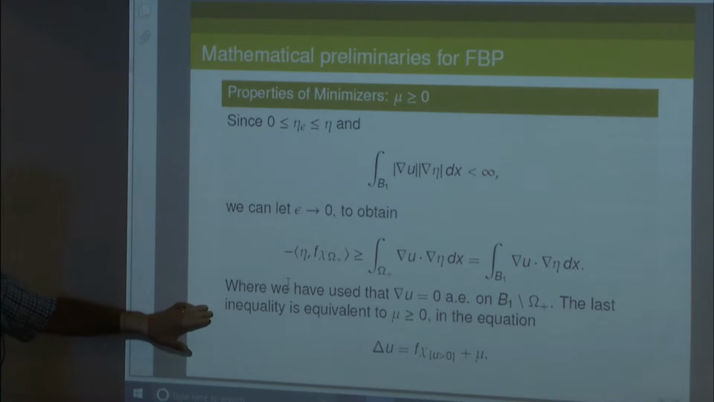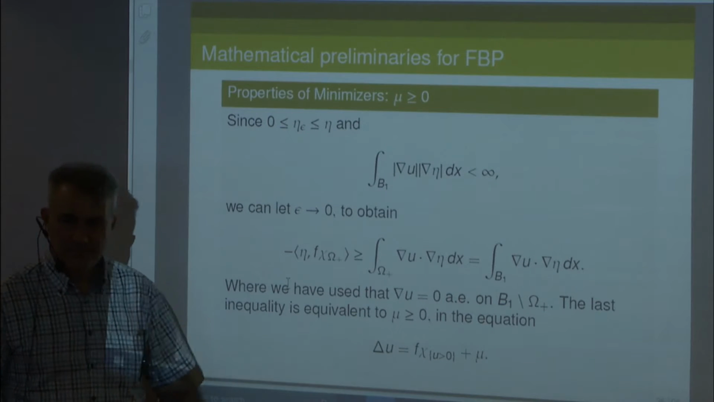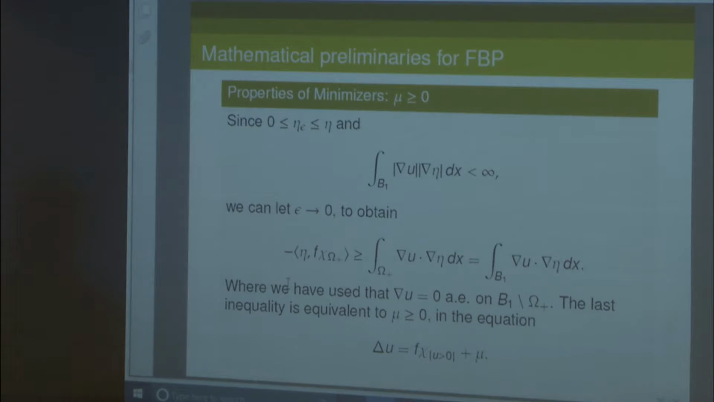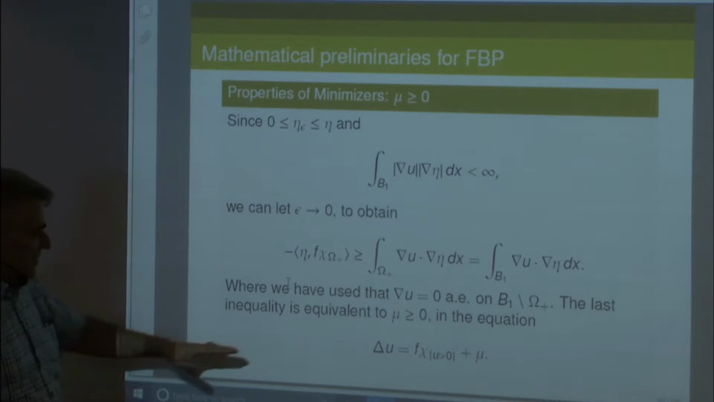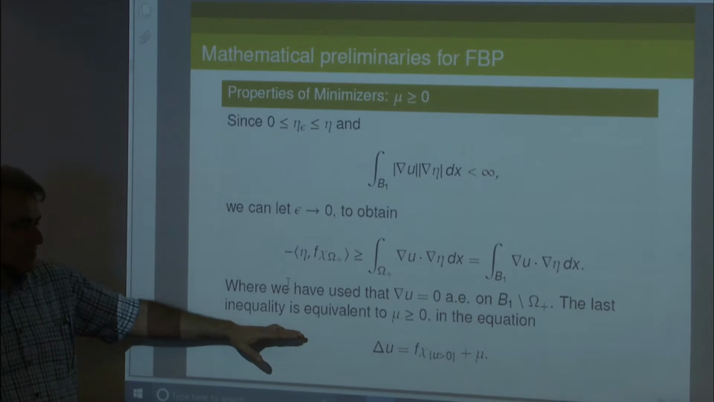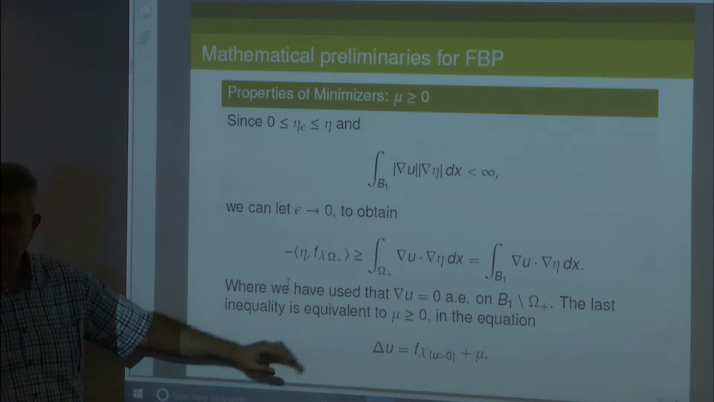So the last inequality tells us what? It tells us that the measure I have actually is non-negative. Okay? So again, I suggest that you check this. Why is this suggesting that the measure is non-negative?